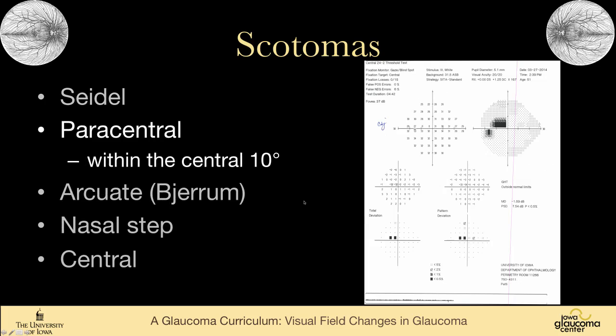We can have paracentral defects, defects within 10 degrees, such as this defect we see here in the left eye. So it's a superior defect caused by inferotemporal fiber loss. And again, you should look at this and say, does this fit the nerve fiber layer pattern? And the answer is yes, it does.